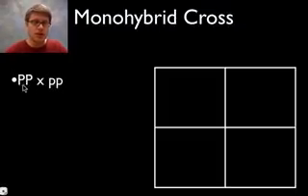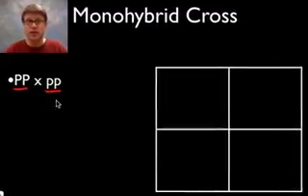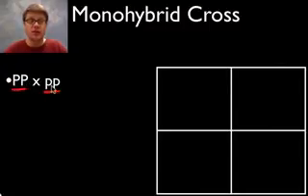And so let's say we're crossing purple flowers that are homozygous purple with those that are homozygous white flowers. In other words, this is the dominant trait, this is the recessive trait. And so if you look at the parents, what you want to do first of all is figure out what are the possible gametes that could be produced in meiosis.